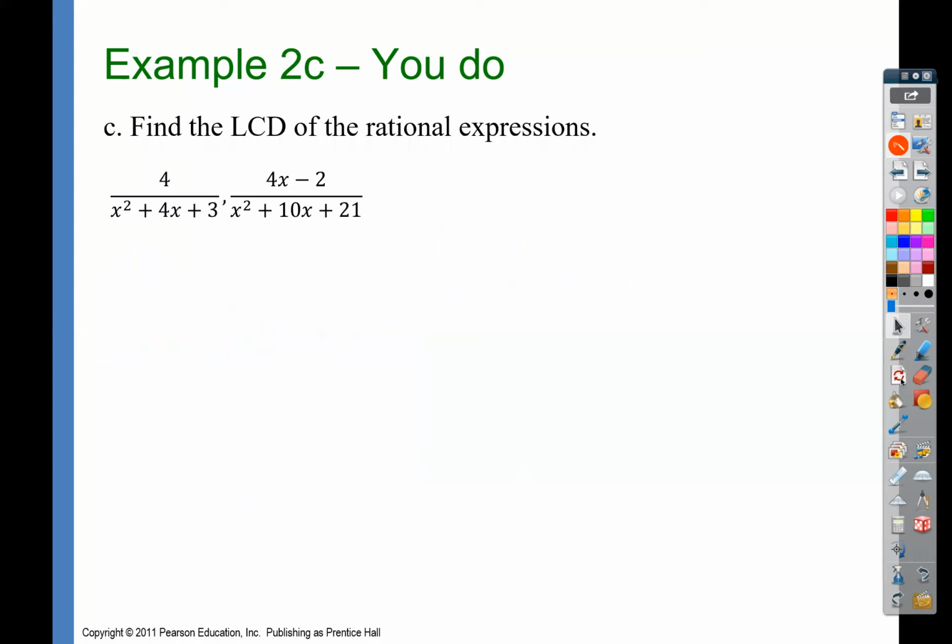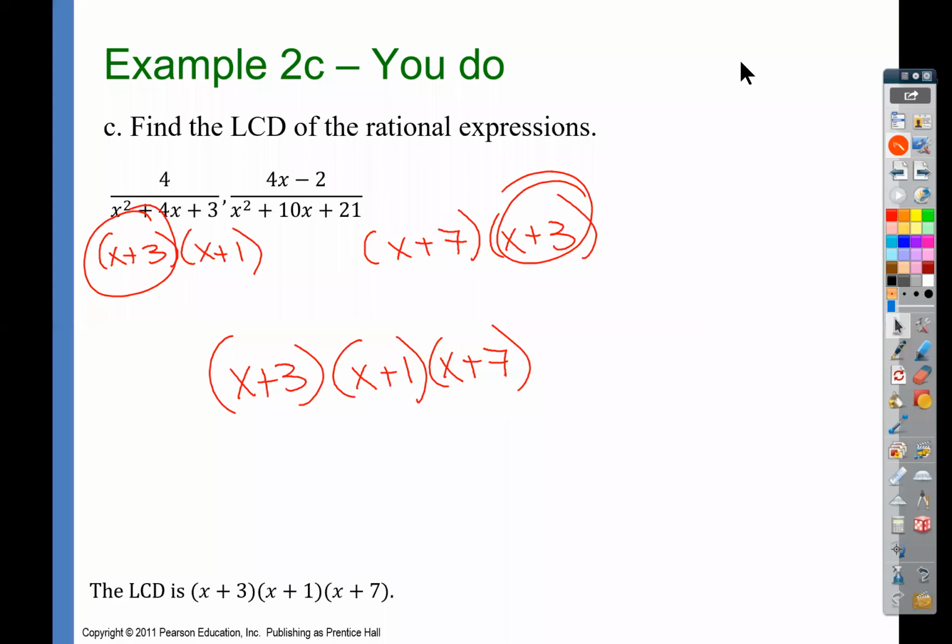All right, you try this one. Go ahead and pause it. And you should have gotten x plus 3 times x plus 1 times x plus 7. And those could be written in any order. So we factored, and then they both have an x plus 3 in common, so I just write it once, and then I write everything else.